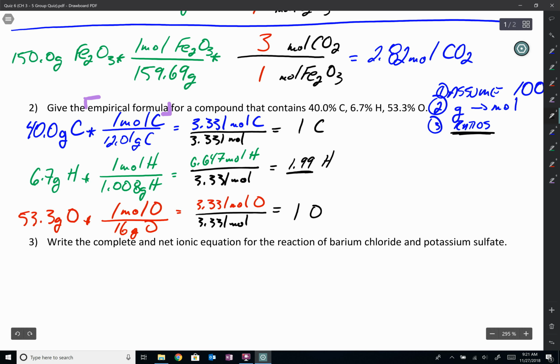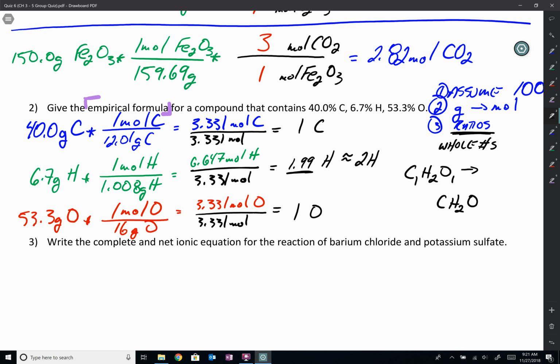So 1.99 is really approximately equal to 2. We need to have whole numbers here. Here's a caveat: you only round in the hundredths place. Don't round something like 1.25 to 1. Only round in the hundredths place, don't round in the tenths place. So 1.99 is very close to 2. So now we have C1 H2 O1, or we would just write it CH2O.